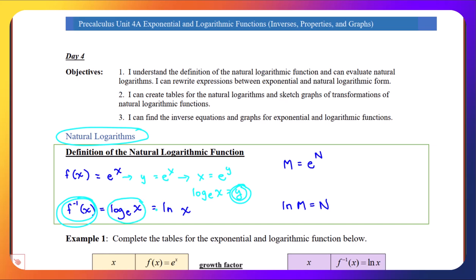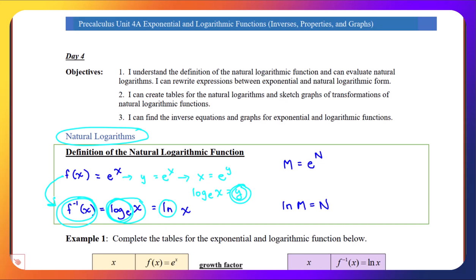And just like log base 10 has a special name, it's like log without the 10, log base e is ln. You might have seen that on your calculator. So that's going from the original to the inverse.